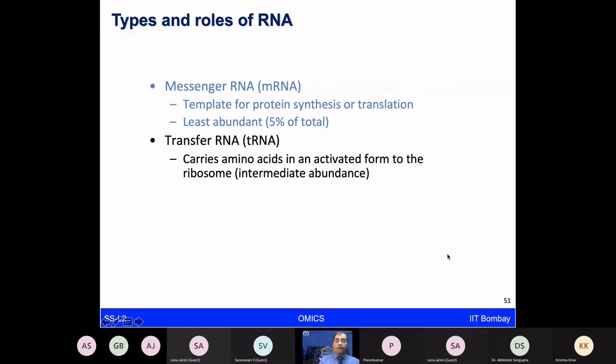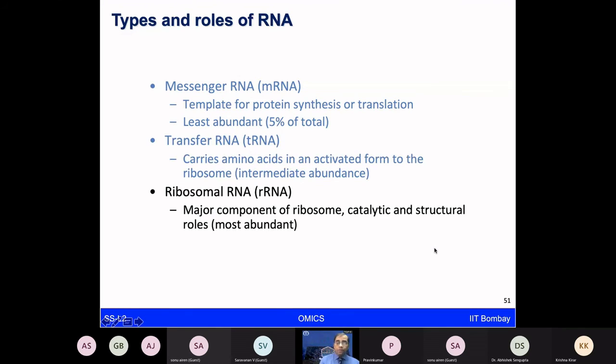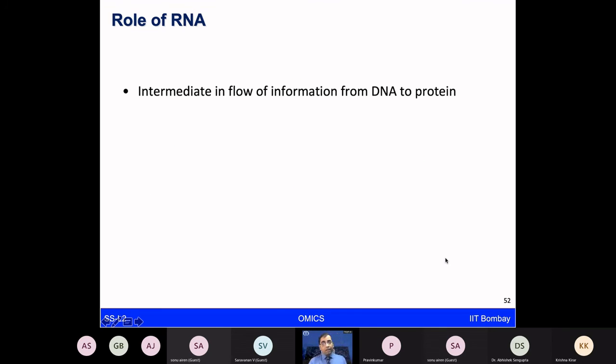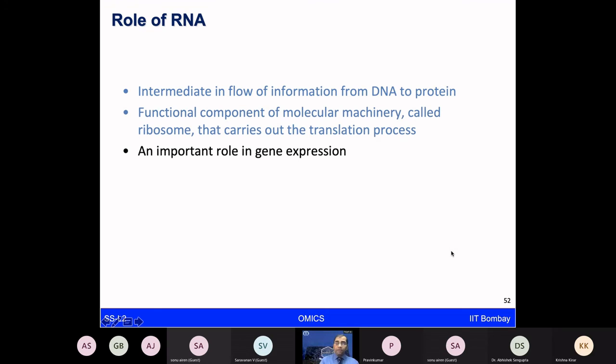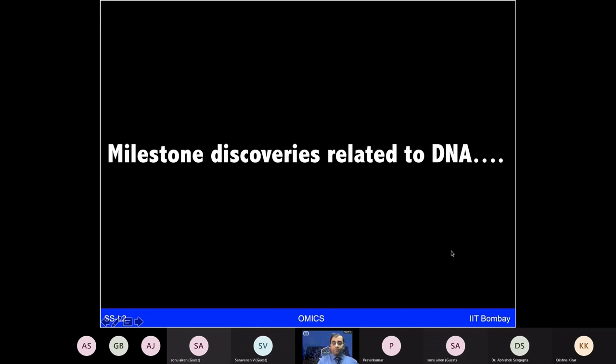There are 3 different types of RNA: messenger RNA, transfer RNA, and ribosomal RNA. Each one of those is important, but messenger RNA is the one which is important for protein synthesis, and that's what we care the most about. If you think about the central dogma of life, from DNA to protein information is passing. In between, we have the RNA, which is an important step, and that's important for gene expression to happen.